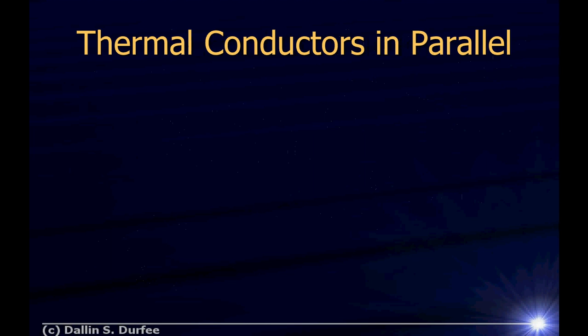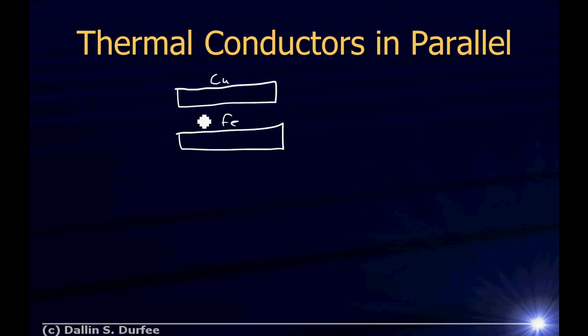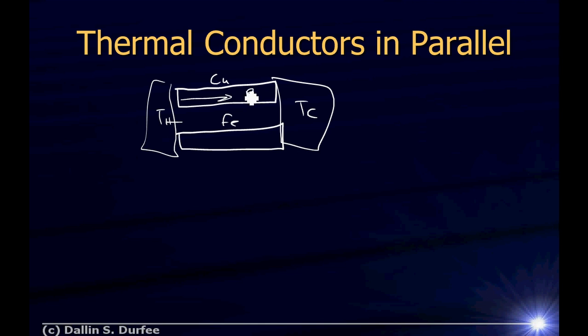What happens if I have thermal conductors in parallel? Imagine that I say to you, I have a copper bar, and I have an iron bar, and I have some temperature T hot over here, some temperature T cold over here, and I ask you for the total power flowing from T hot to T cold. Well, you just treat them independently. They don't interact with each other. I have some power copper flowing through here, and some power iron flowing through here. The total power is just going to be the sum of the two. So when they're in parallel, it's really easy to calculate how much power flows. You just treat each one of them independently.